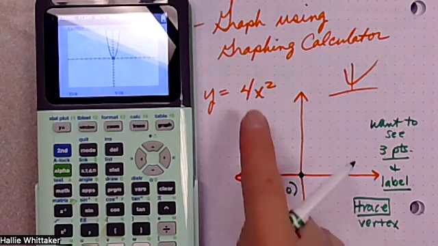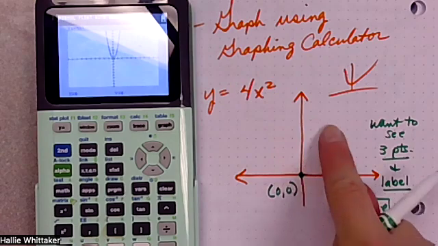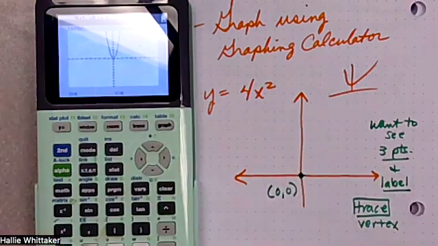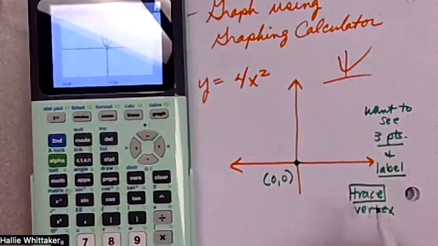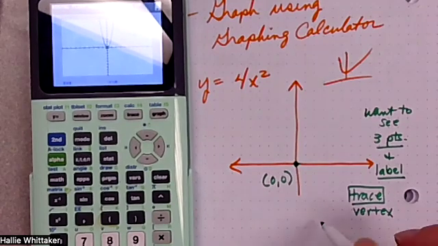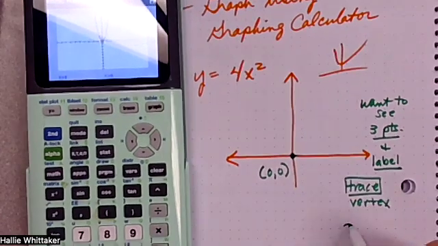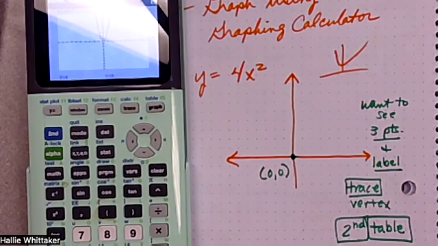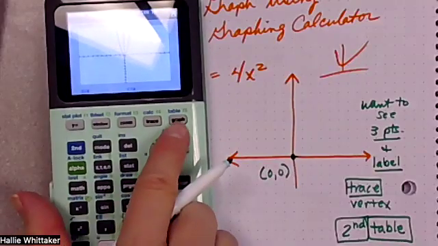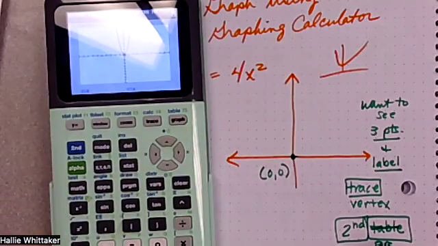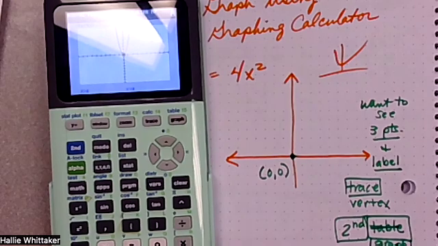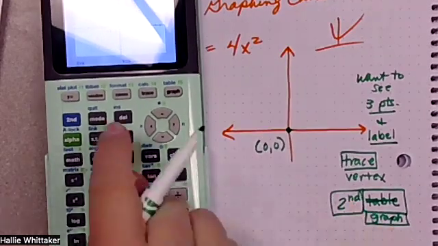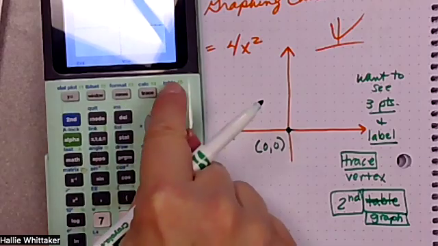And I went underneath because A is positive. I know this is going to open upward, and we've also seen it. So now that you've got that, at this point, do second graph. Again, I'm putting this in your notes to make your life a little bit easier. I'm trying to get to the table. Second graph.